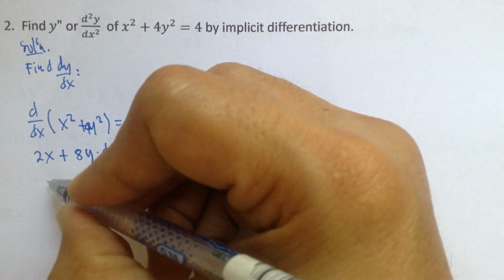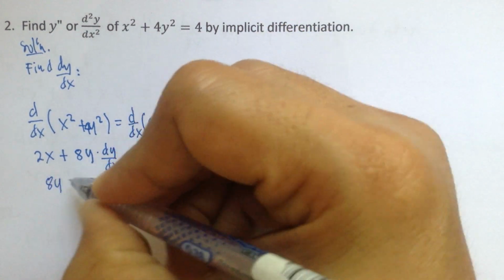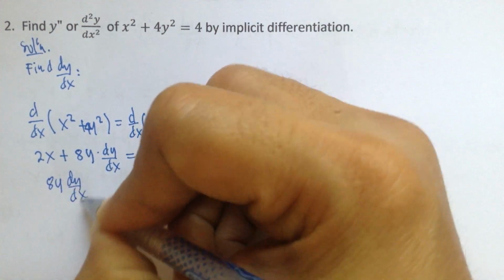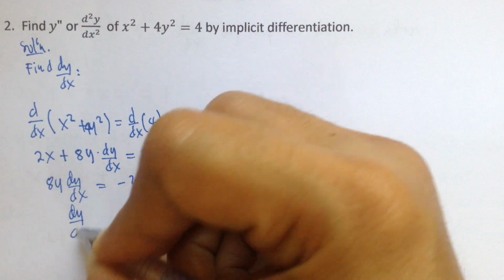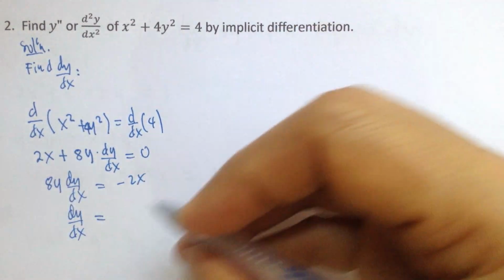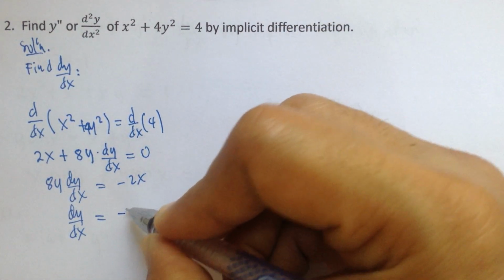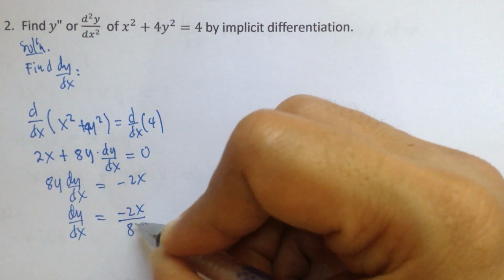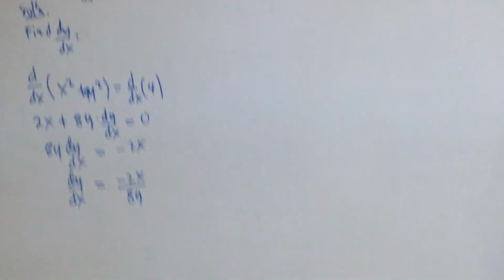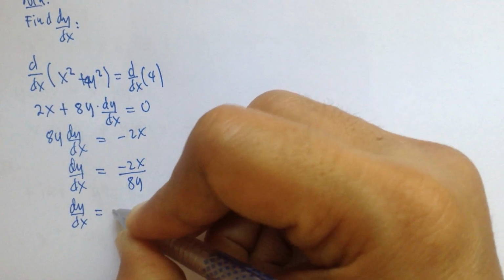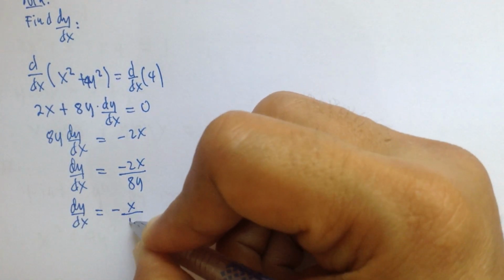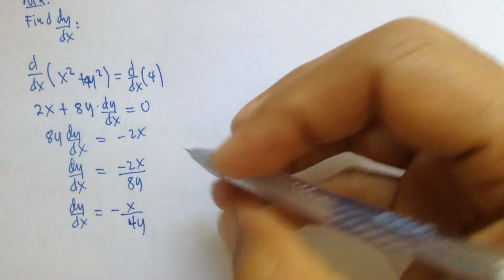Then solving for dy dx, you have 8y dy dx equals minus 2x. That means that your dy dx is minus 2x over 8y, which means that dy dx is minus x over 4y.